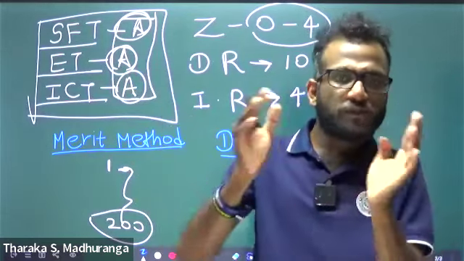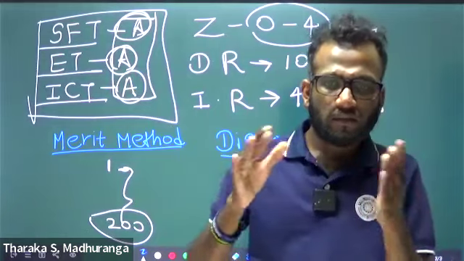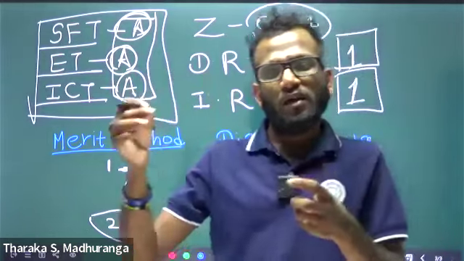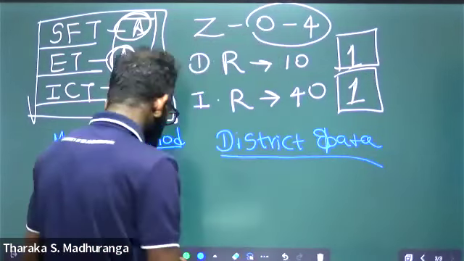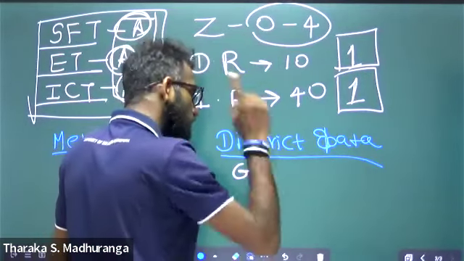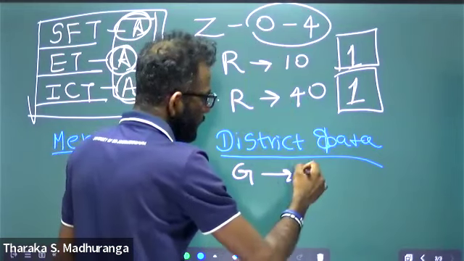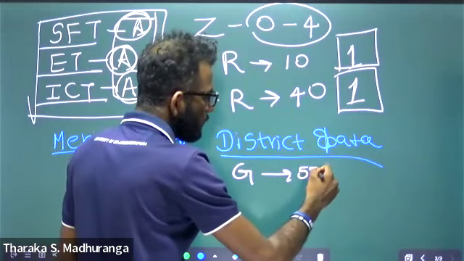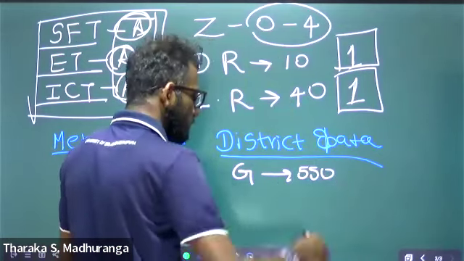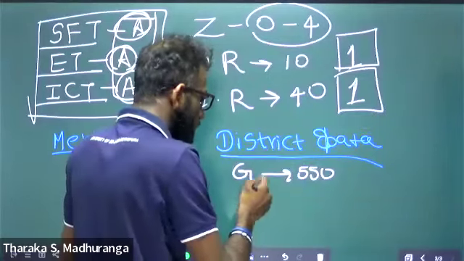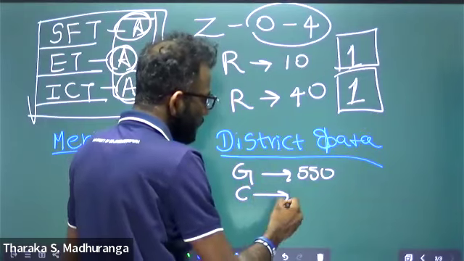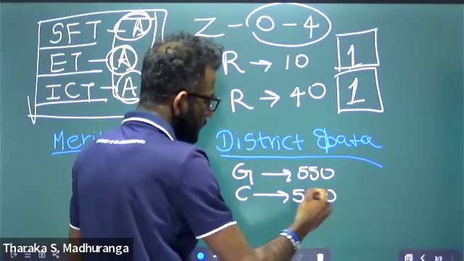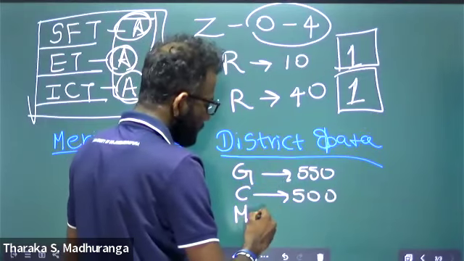The highest population density is in Gampaha district. In Gampaha district, the number of students taken in for universities is higher, I think around 550 for all universities. The second most populous is Colombo district, about 500. Third, I think, is Matara.